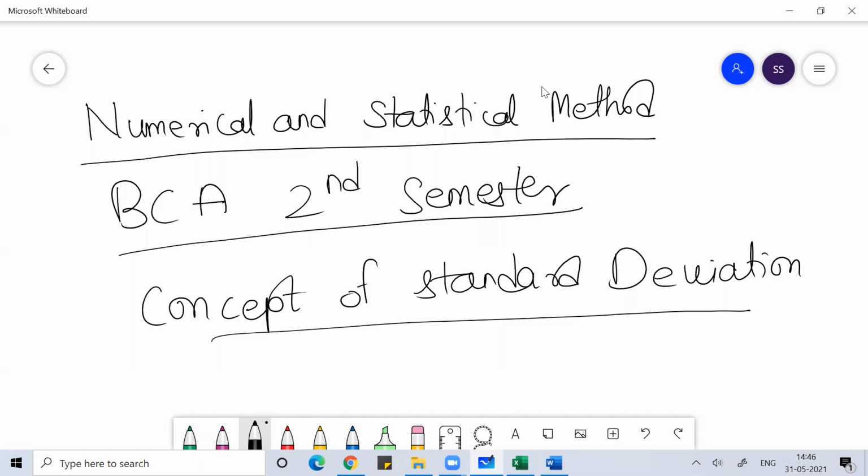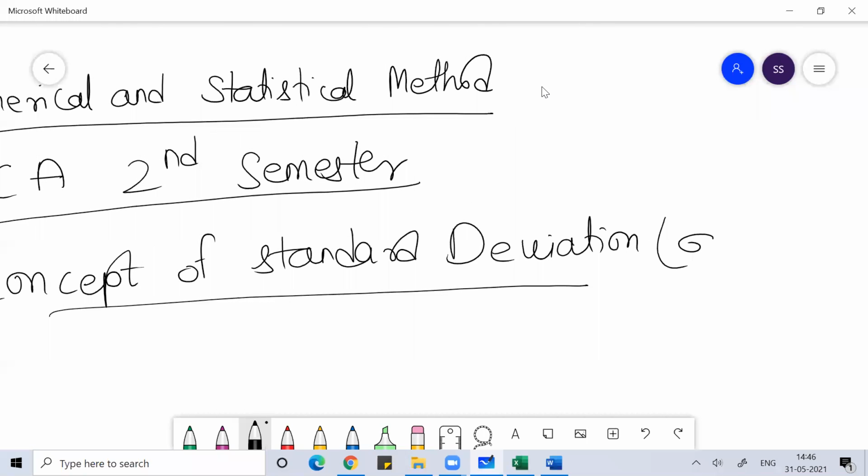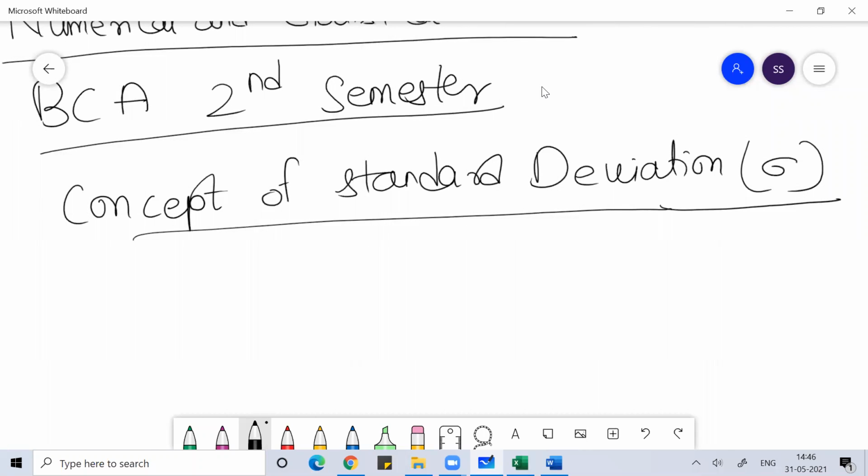Standard deviation. Last class, we started discussing standard deviation. You remember, right? We represent standard deviation by the symbol sigma, and the square of standard deviation is variance. I hope you remember. The square of standard deviation, we'll call that variance.